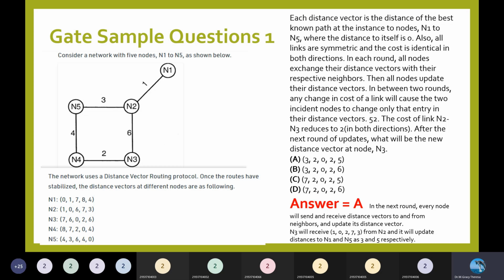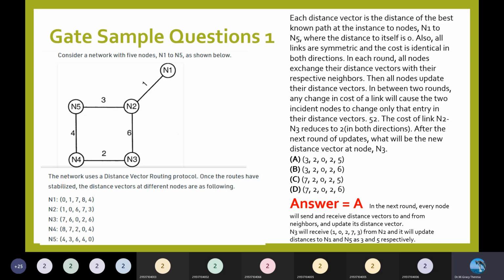The solution has been given, so from this solution we have to update the table. The updation of the table has to be done for each and every round. Then n3 will receive something like 10273 after the first update, and from n2 that will be updated, and the distance to n1 as well as n5, as 3 and 5 will be updated.